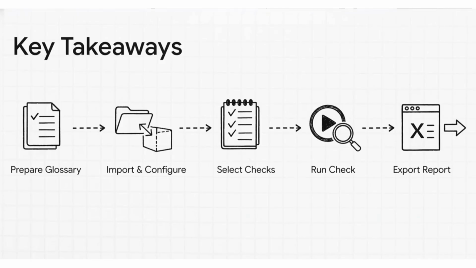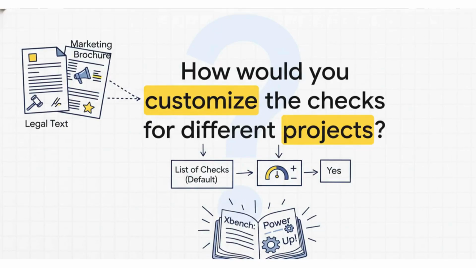So, to recap the whole workflow really quickly, it all starts with preparing that glossary file just right. Then you bring your files into the project and set the correct properties for each one. Over in the QA tab, you select all your checks, run the analysis, and finally, you export that handy .xls report. That's the whole process. And there you have it, the standard A to Z workflow.